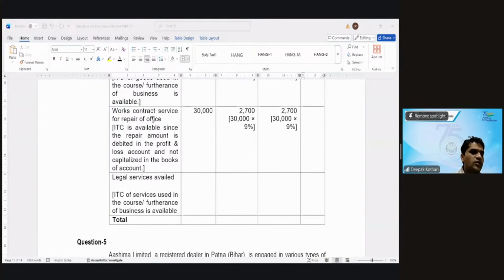Provision confusing. Which provision? See, works contract is very simple. Works contract, when you capitalize it, it is blocked. Works contract, when it is not capitalized, when it's expensed, it is not blocked. Let me show you the provision of works contract services, then it will be clear for you.